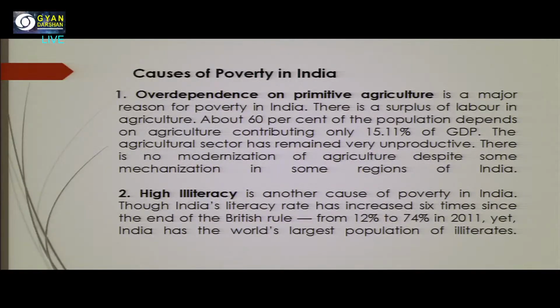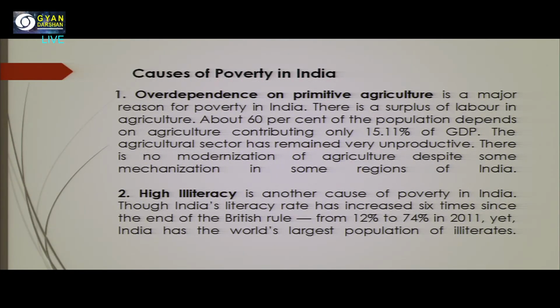As we all know, agriculture is a seasonal occupation. At times there is a lot of demand for workers or laborers, and at times they do not have much work to do. So over-dependence on agriculture is one of the first and foremost reasons for poverty.